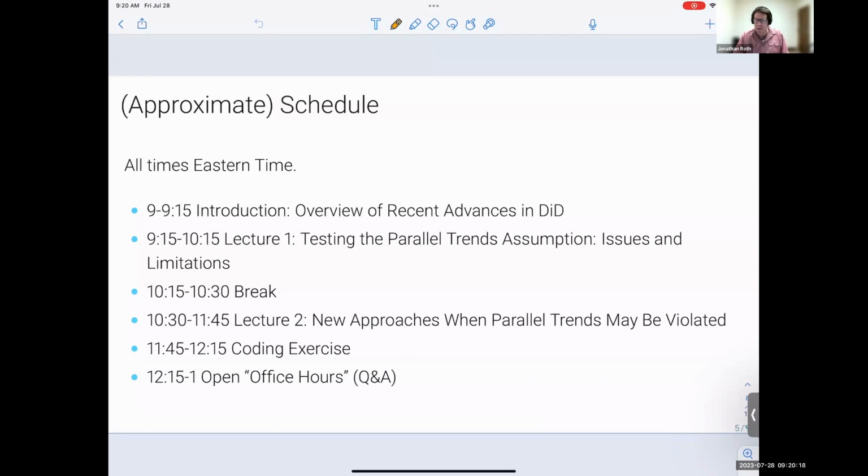This seems like a good place to pause just to see if there are any questions so far, either about my background or logistics or what we will or will not cover today.